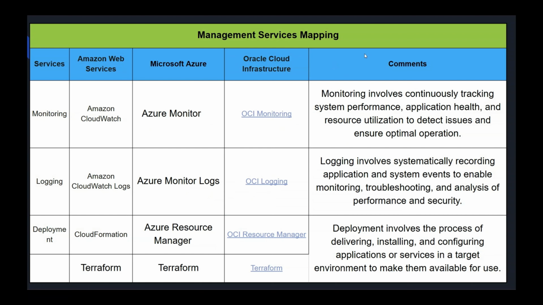The next comparison we have is logging, which involves systematically recording application and system events to enable monitoring, troubleshooting, and analysis of performance and security. So what are the services provided? AWS has CloudWatch Logs, Azure Monitor has Logs, OCI has Logging. Let's quickly check it out. We are pretty much in the same portal, so it should be a quick one.